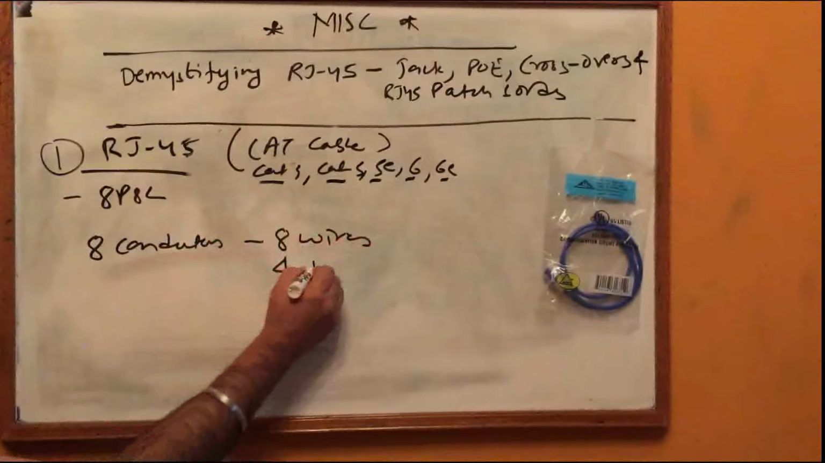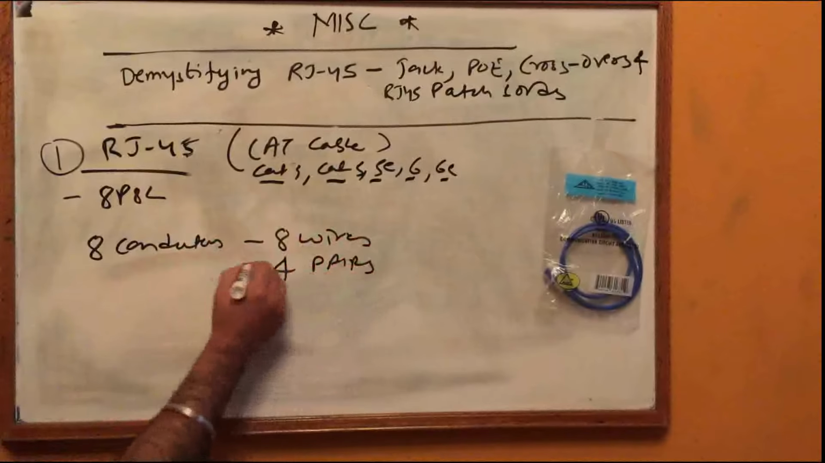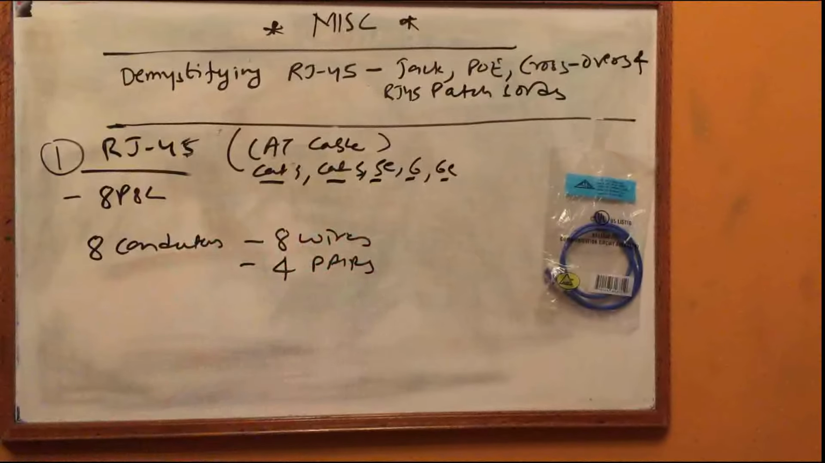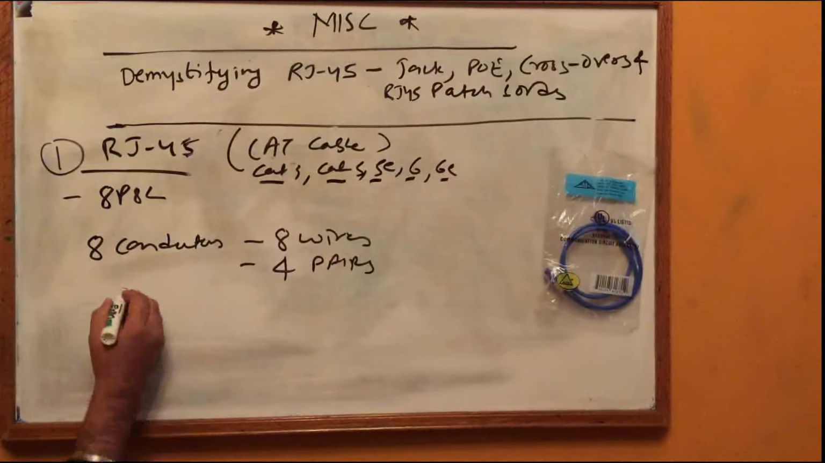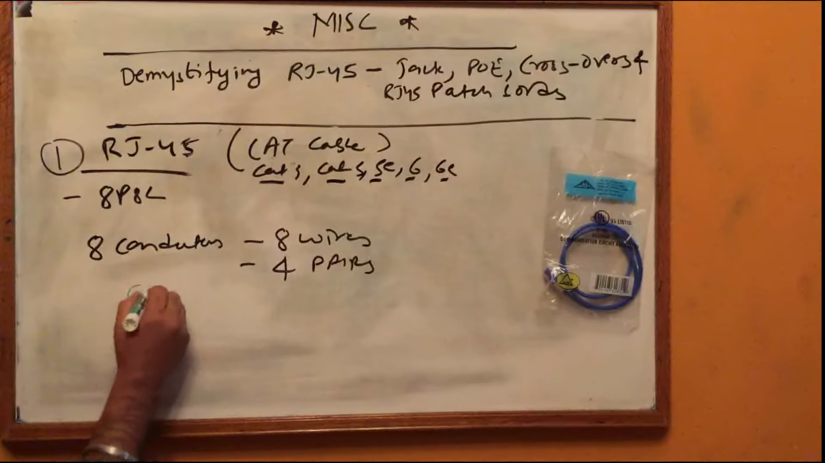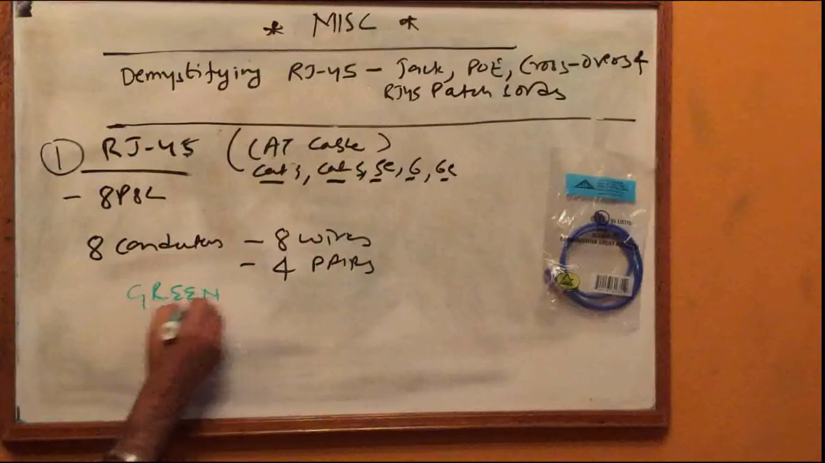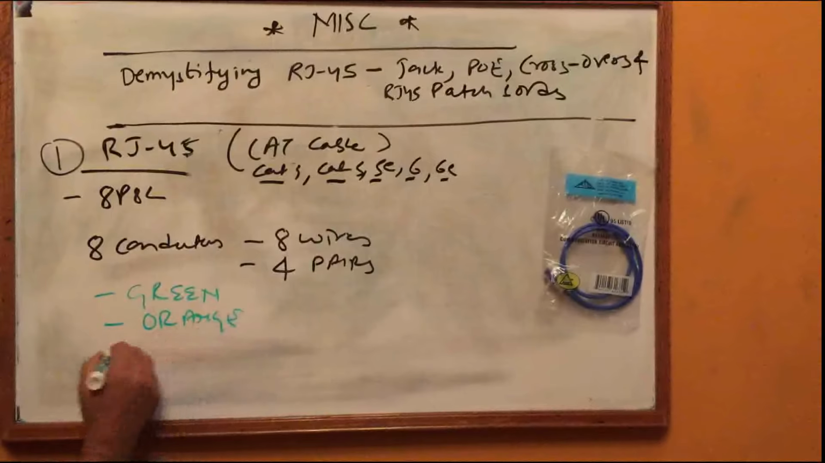And we call it 4 pairs, right? So let's do that. What are these 8 pairs? So there are 4 types of colors which are used: green, orange, blue, and brown.